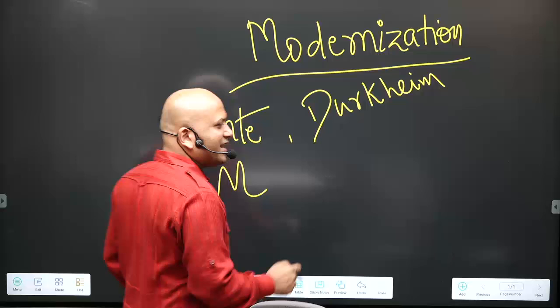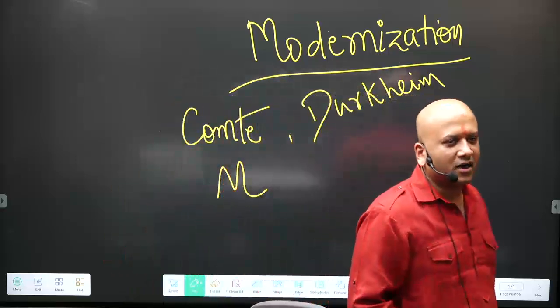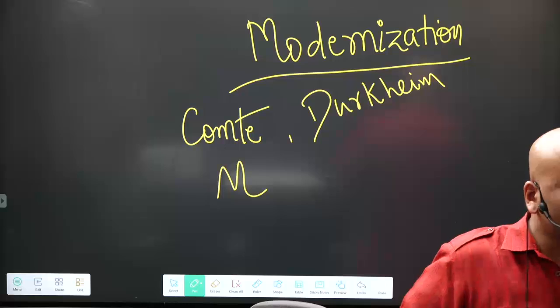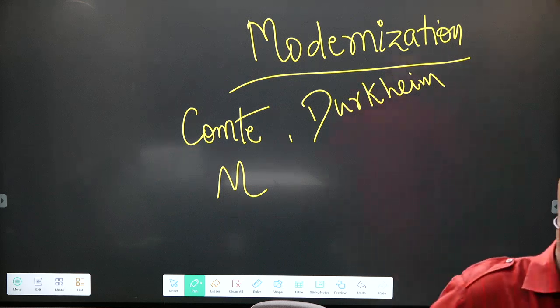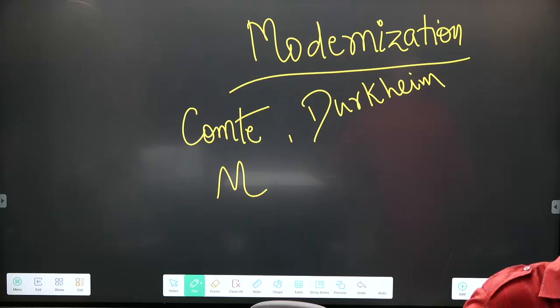What is it in Marxist writings? How is modernization understood in the writings of Marx, Engels and subsequent Marxists? Change in? So technological advancement and the emergence of industrial capitalism.